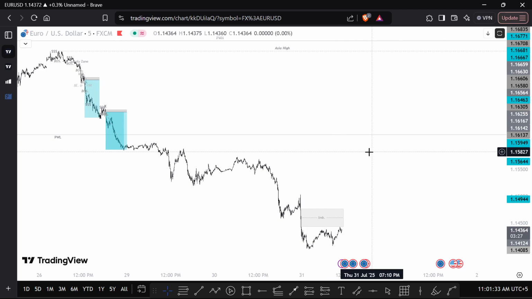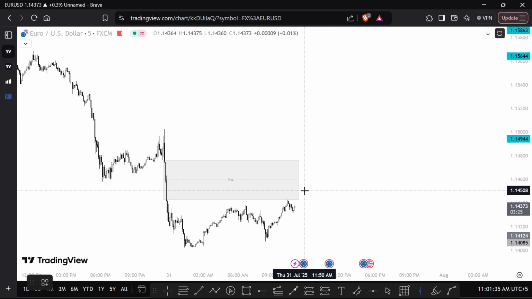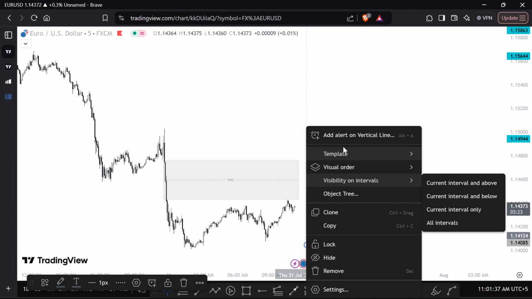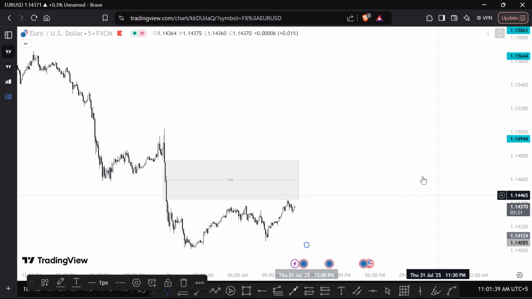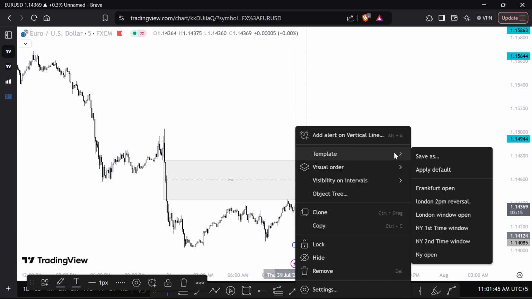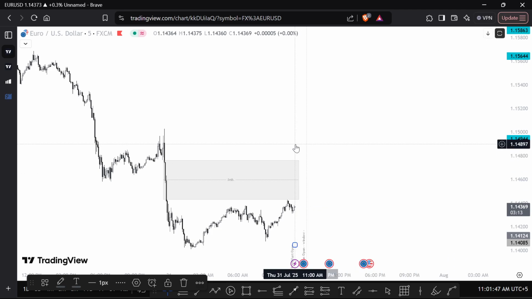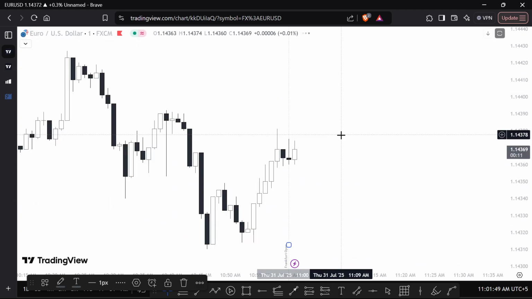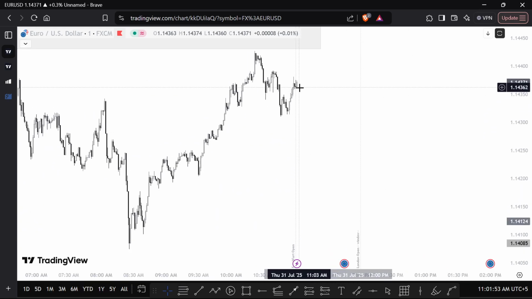By the way, the London window starts at 12 p.m. Pakistani time, like my time. It starts at 12 p.m. and 11 a.m. starts Frankfurt. So Frankfurt has just started. Like the first candle of Frankfurt is only made, and the second one is being made. So that's the thing. Frankfurt has started, the London isn't.